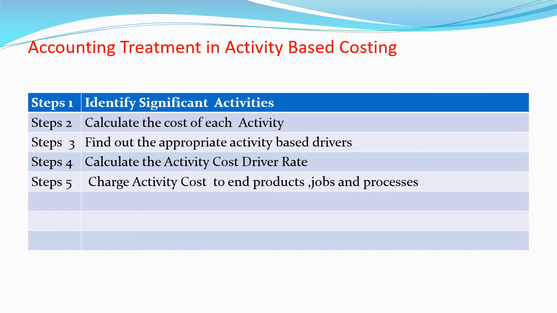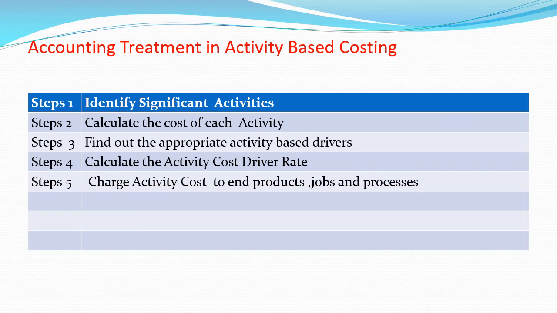Accounting treatment in activity-based costing. According to the overhead cost in activity-based costing involves the application of the following steps. First one, identify significant activities. An activity is considered to be significant when the total cost involved in the activity is significant enough to justify giving the activity a separate treatment. And the second, calculate the cost of each activity.